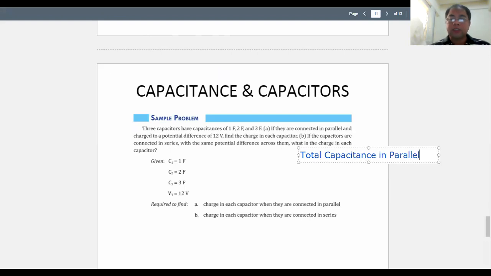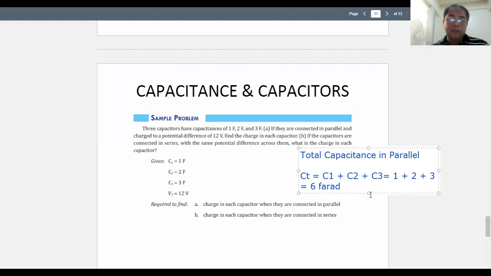So basically our equation is C total equals C sub 1 plus C sub 2 plus C sub 3. That is merely equivalent to 1 plus 2 plus 3, and that is obviously 6 farad. So that is the total capacitance.